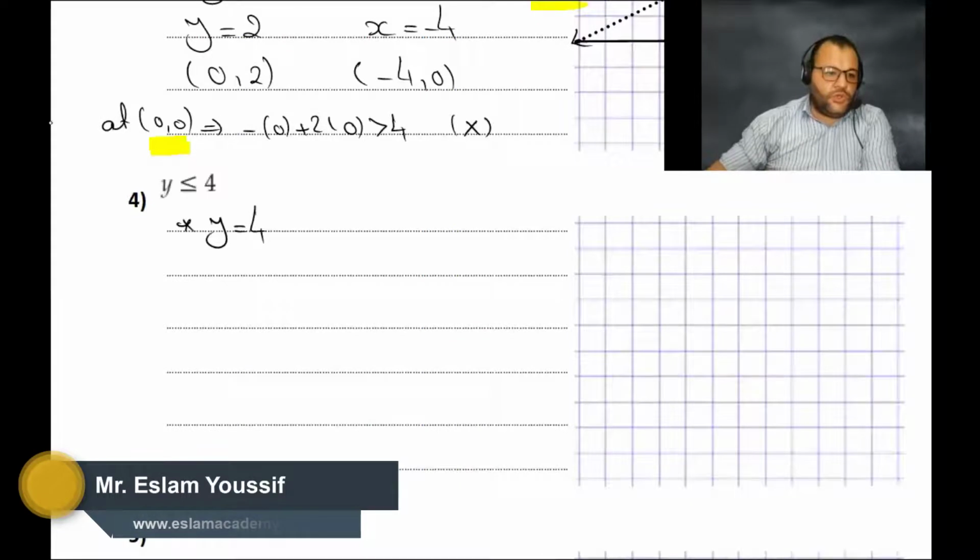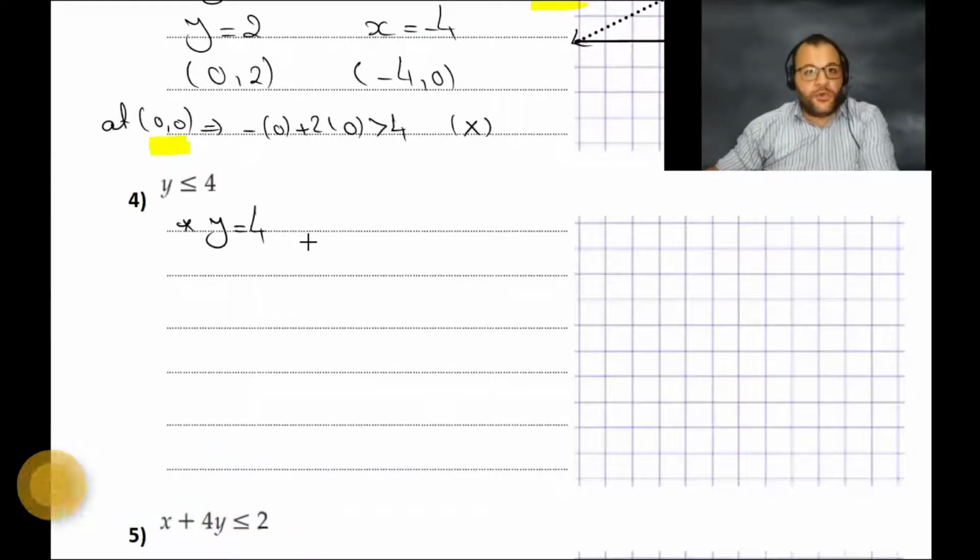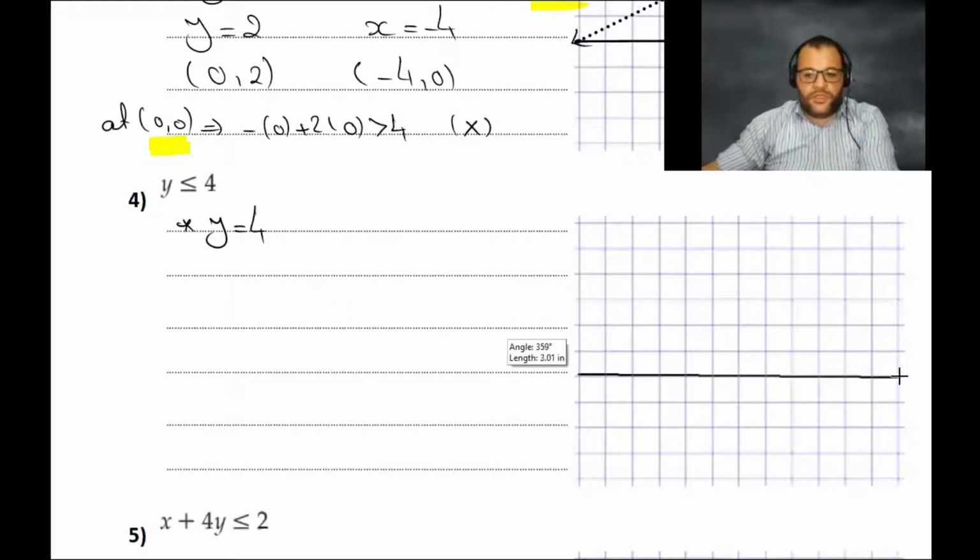So for the graph of this one, when I say y equals, it will be parallel to x and intersect y. When I say x equals, it will be parallel to y and intersect the x-axis. So that is the first one, and that is the second one.